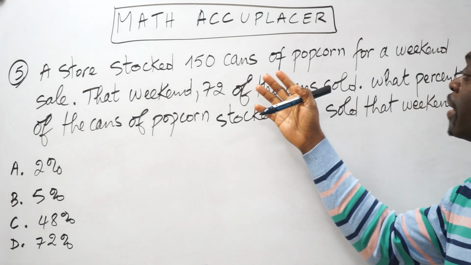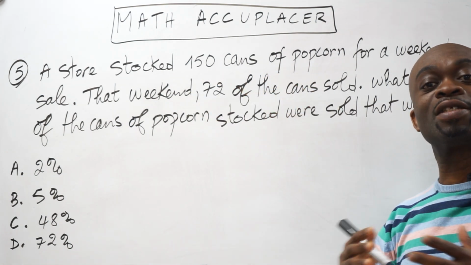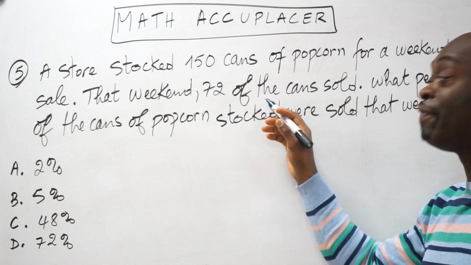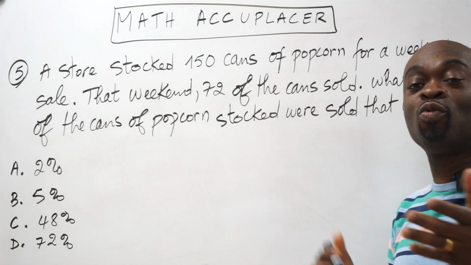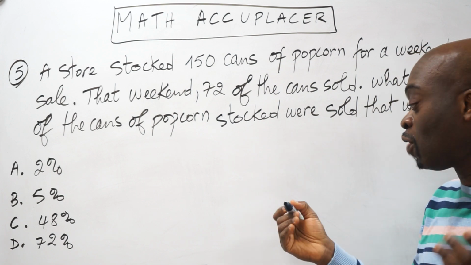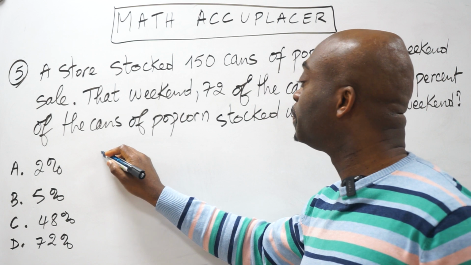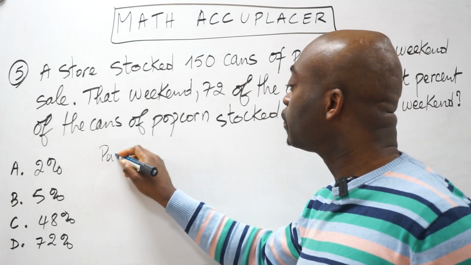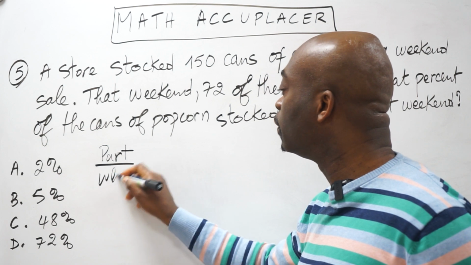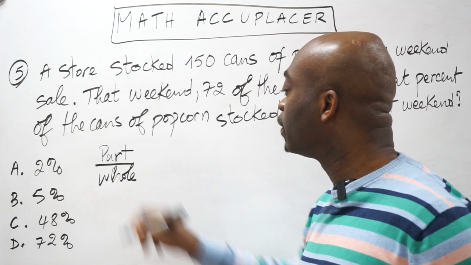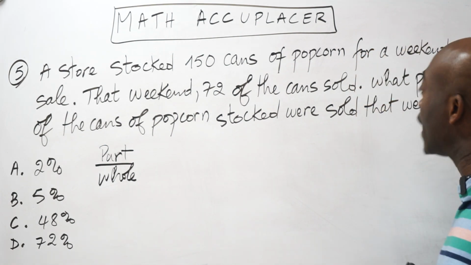How many cans are stocked? 150 of them. So that's the total, that's the whole. And then we have 72 that were sold. So a part of that was sold. Part of the total was sold. So basically that means you're doing part divided by the whole, or divided by the total. Make sense?